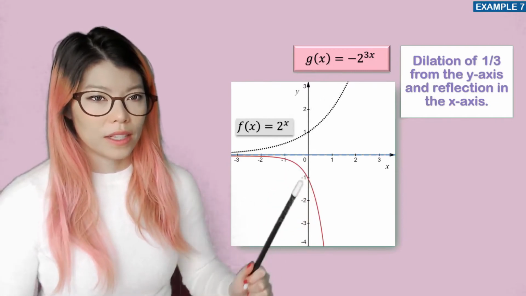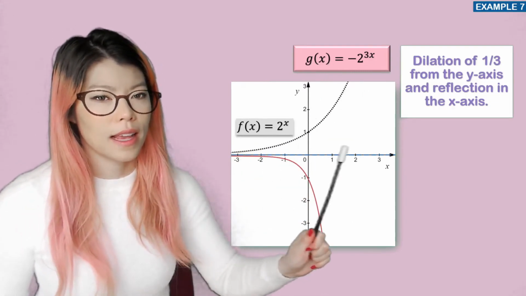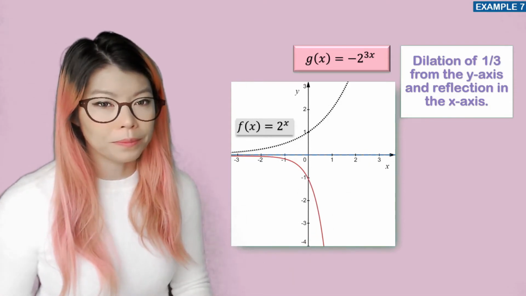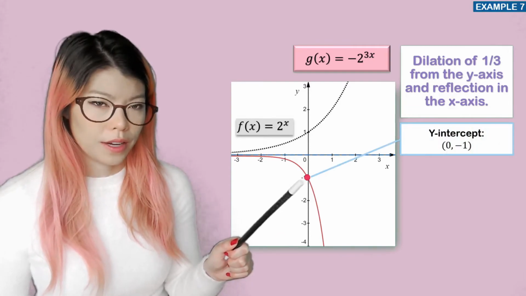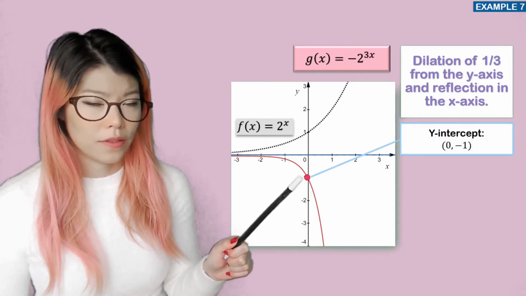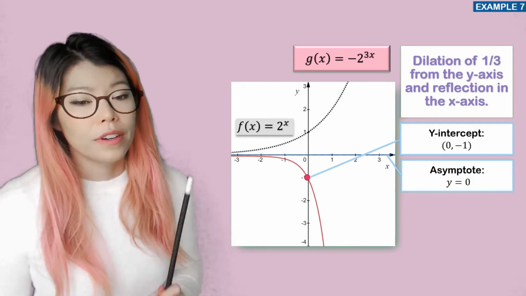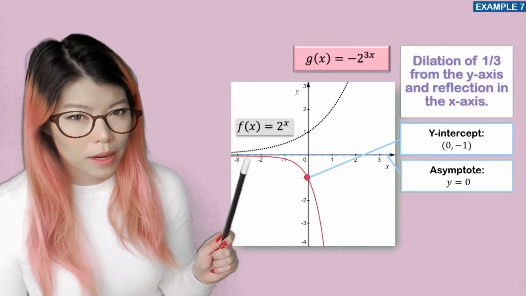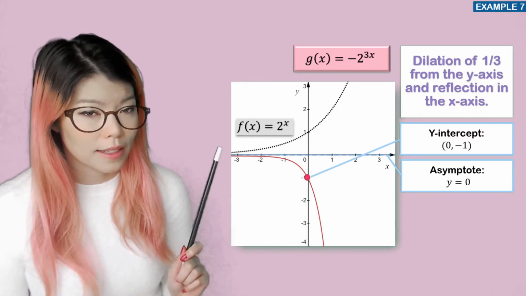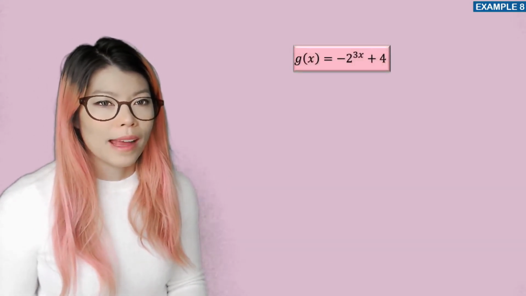Okay, and the negative is a reflection in the x-axis. See, it's reflected in the x-axis. The x-axis is like our mirror. And the y-intercept is still at (0, negative 1), like the negative 2 to the x. And our asymptote is still at 0. Now be very careful when you're sketching. I know the program I'm using makes it look like it's touching, but it's not touching. Make sure that it doesn't touch the asymptote. Never touch the asymptote.